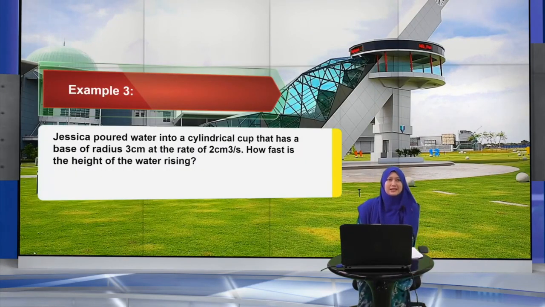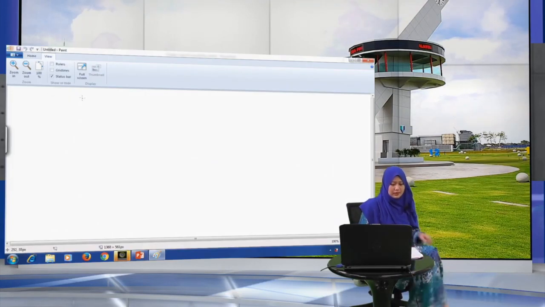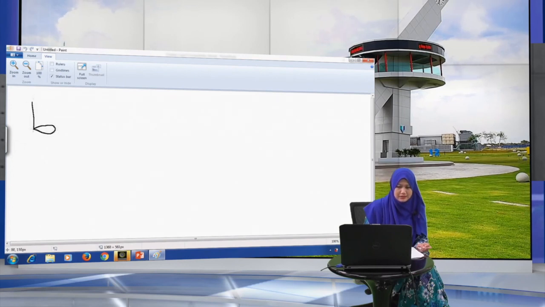Example 3. Jessica poured water into a cylindrical cup that has a base of radius 3 cm at the rate of 2 centimeter cubed per second. How fast is the height of the water rising? Okay, now in this question, the key point is the cylindrical cup. So the geometry for a cylinder is like this. Okay, this is a cylindrical cup.